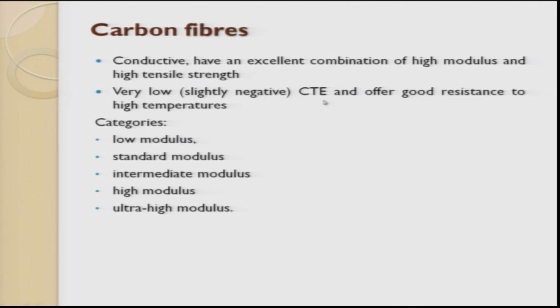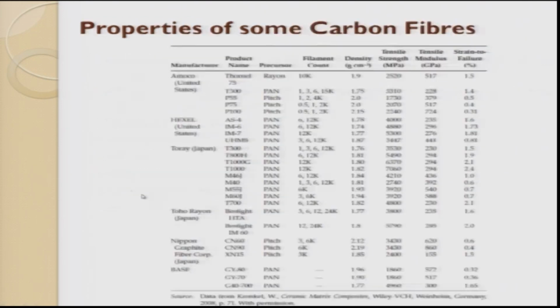The coefficient of thermal expansion plays a very important role. It is slightly negative. So you can understand that there will not be any expansion of the part when it is put in assembly. They can be categorized into low modulus, standard modulus, intermediate modulus, high modulus and ultra high modulus. So these are some of the categories you can give. What we do is we try to tweak around the starting raw material of the carbon fiber so that we can fit in any of these modulus we want and get the required output.